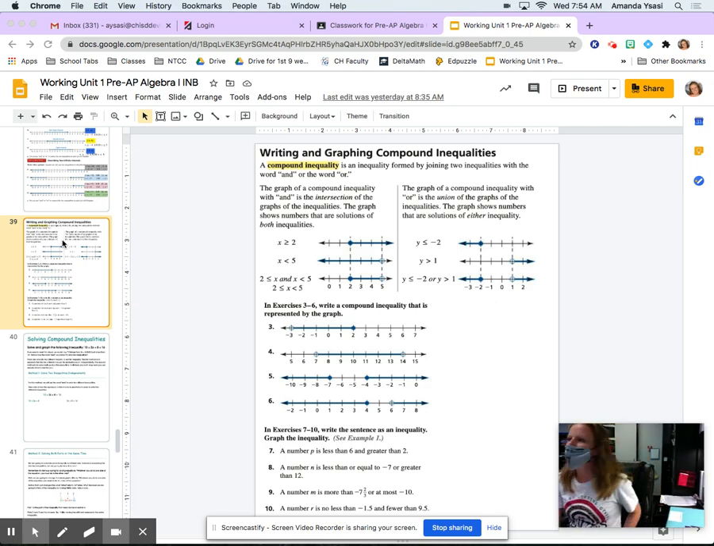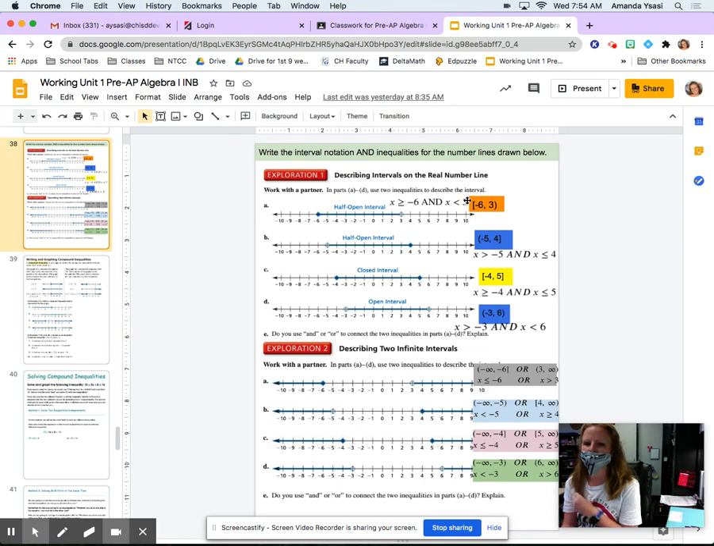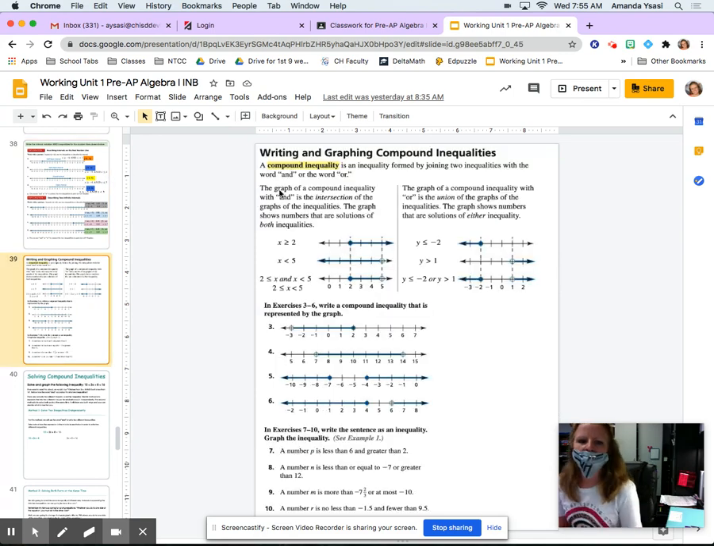Okay, we are starting on slide 39 today. These are writing and graphing compound inequalities. A compound inequality is what we did yesterday, where we figured out what the interval was, and then we wrote either "and" if it's connected, which is everything between those two numbers, or "or" if they're going opposite directions. So we have the compound inequality.